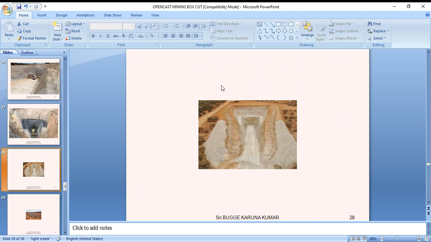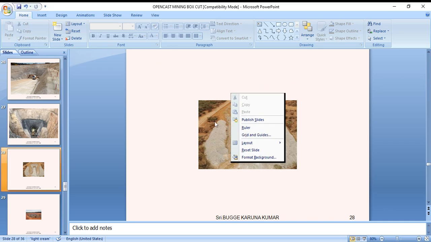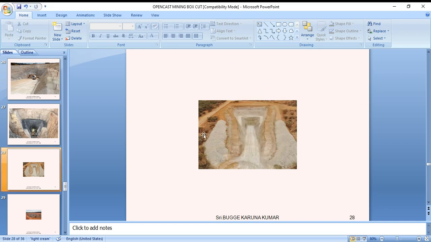We'll go to the next slide. Here is another beautiful figure showing the formation of the box cut location. Observe that all the material is poured outside, and like this they go inside the box cut.